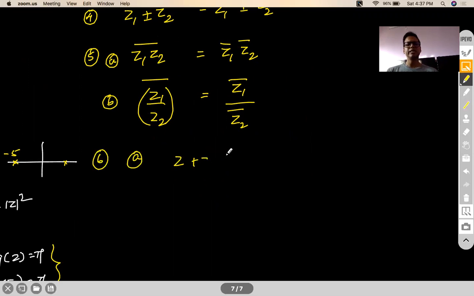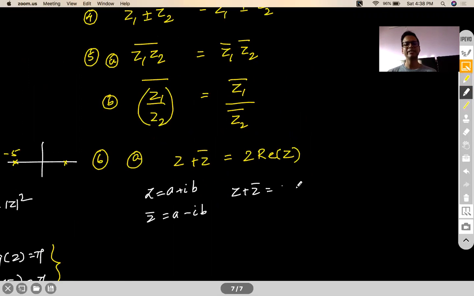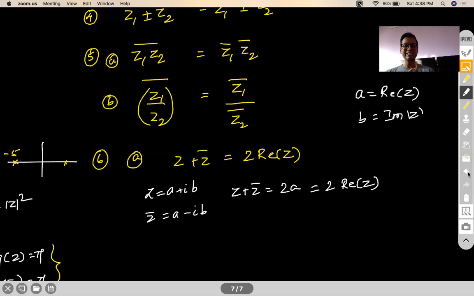Z plus Z conjugate is twice the real part of Z. Okay, this proof is very easy. So if your Z is A plus IB, its conjugate will be A minus IB. So if you add both of them, don't you get 2A? So 2A means 2 times real part of Z. Please note A is represented like real part of Z. This is something which you should all be knowing by now. A is real Z, B is imaginary Z. When I say imaginary Z, that doesn't mean it's an imaginary number. Both are real numbers only. It's just that they're called the real part and imaginary part.